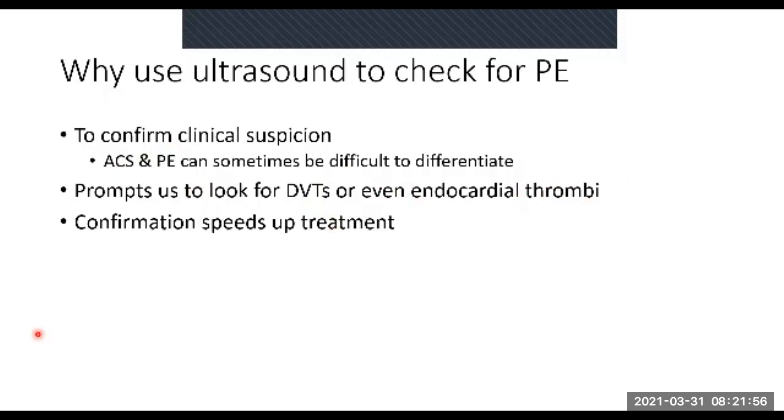And once you can confirm something, you speed up treatment, because it's easy to knock out an embolus. You just thrombolize the patient, and that's it. Not every MI needs to be thrombolized. Some need PCI, things like that. So that's where it helps.